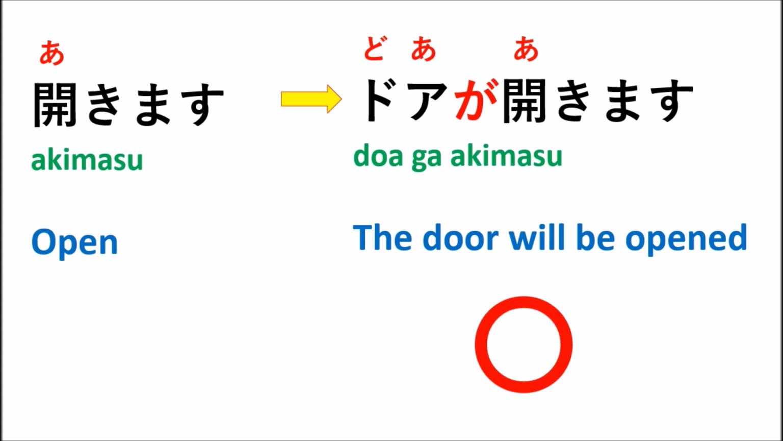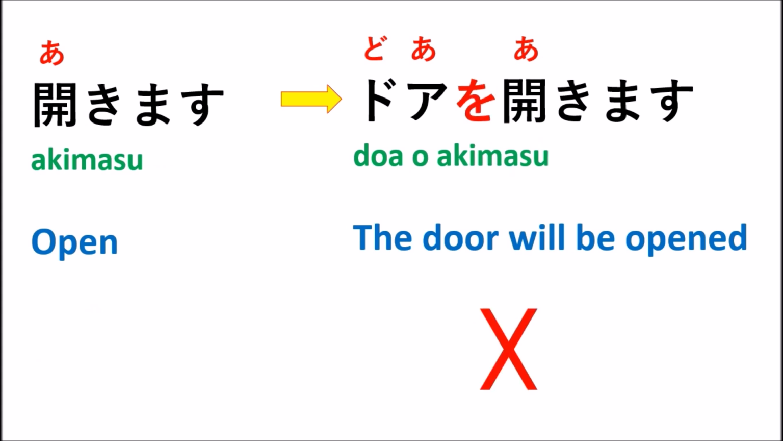But the word akimasu, when you use it in a sentence, you can use it with the particle ga. For example, here we have the sentence door ga akimasu. Door ga akimasu means the door will open. You can use it in this case like this.